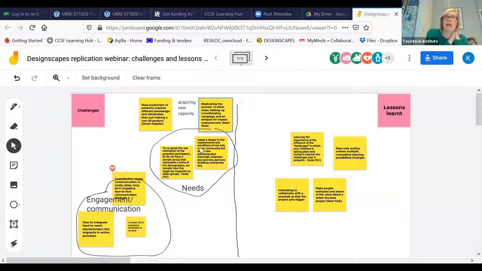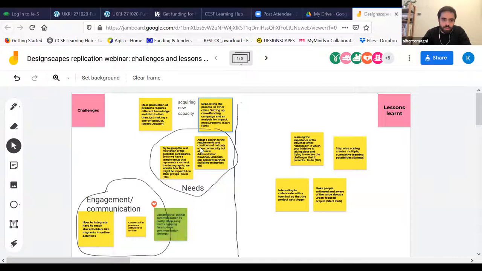Alberto, do you want to start? I think there are three themes that struck us. Sure. Reading through the challenges that you shared, we decided to start from those. We saw three main themes popping out that could create connections among the different experiences you had. The one at the bottom is engagement and communication: understanding users and how to engage them in what became an online activity, and all the challenges related.